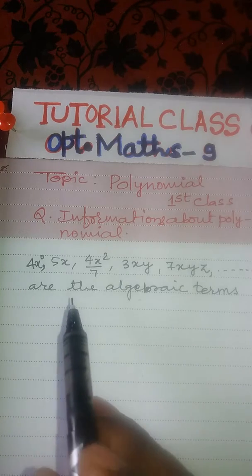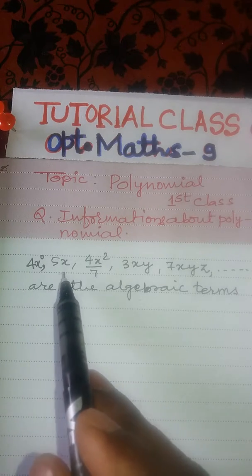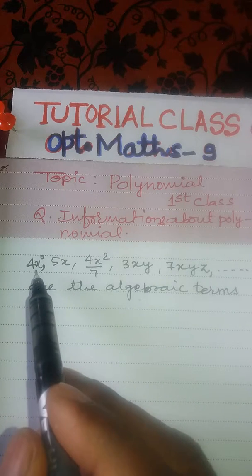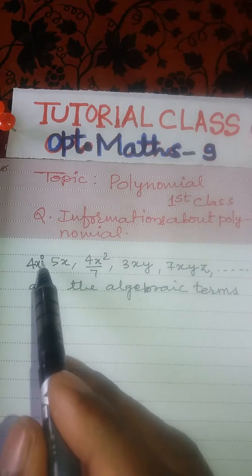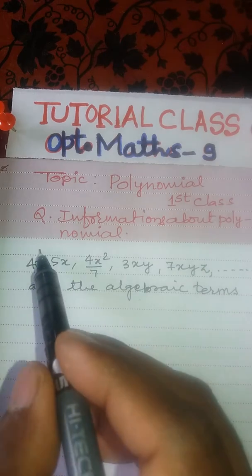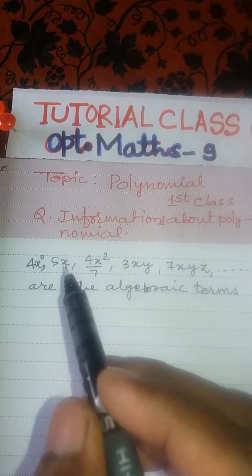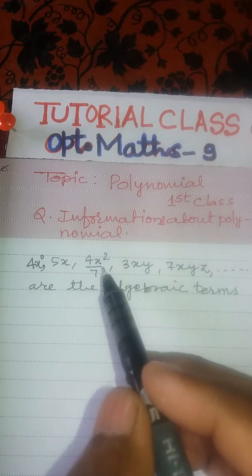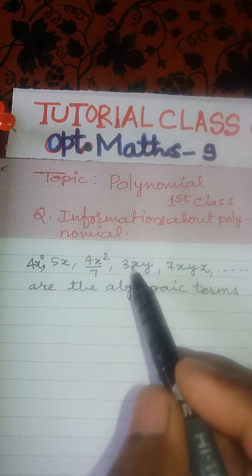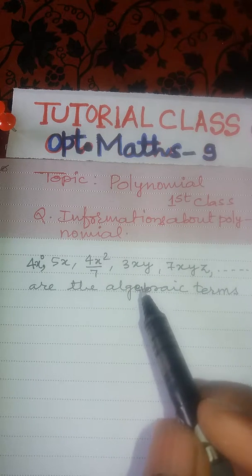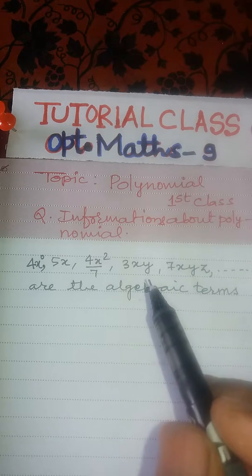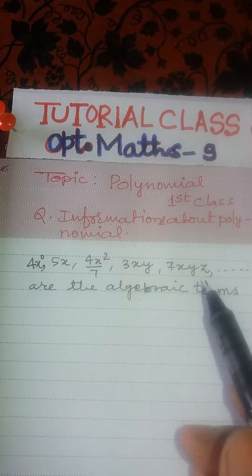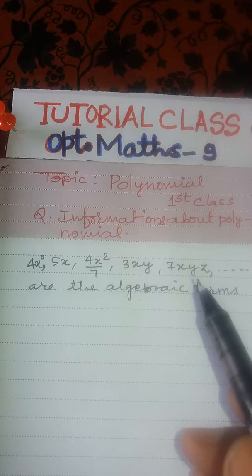So let's talk about the degree of an algebraic term. See here, this is a single term and its degree is 0. So the degree of this algebraic term is 0, the degree of this algebraic term is 1, the degree of this algebraic term is 2, and here also it is a two variable term, x and y, so its degree is also 2. What about this 7xyz? Yes, its degree is 3.